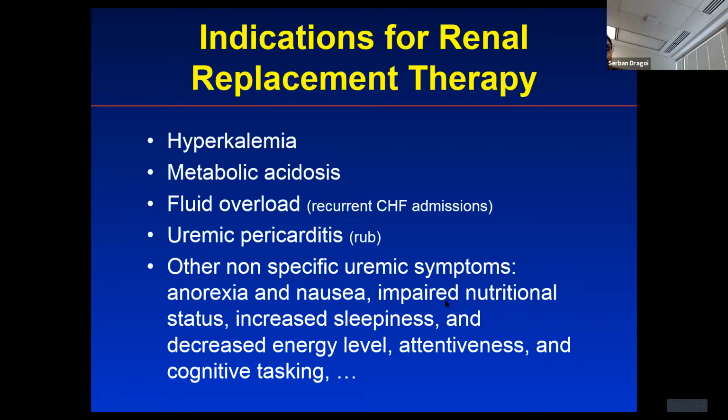It's the albumin going from 4 to 3.7 to 3.3 to 2.9. That's a big red flag. We have to start dialysis. Despite, of course, a compliant patient going to nutritional consultation and doing all his Nepro, etc. Increased sleepiness, decreased energy level, attentiveness, and cognitive tasking. Performance at work is impaired. They start missing work, etc.